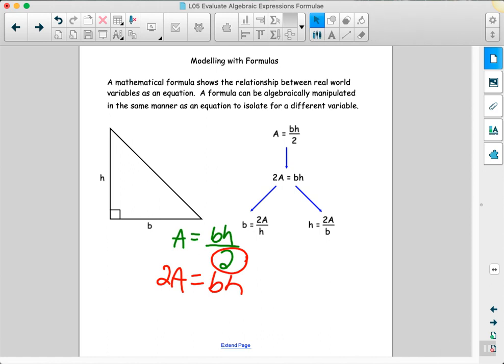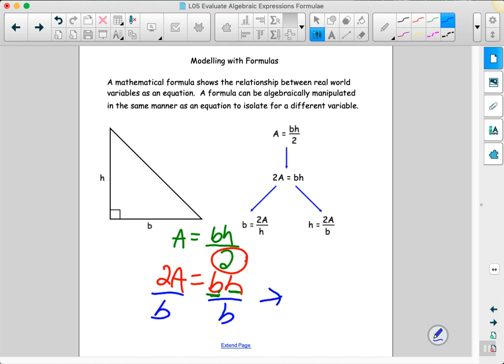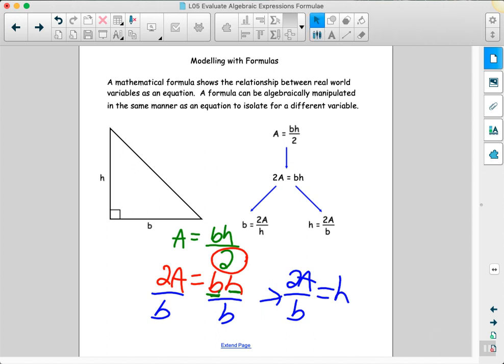And now if I want to isolate for H, then I'm going to have to get rid of the B. The operation between the B and the H is multiplication, and to undo that, that would be a division. So I'm now going to have to divide by B, and then that's going to give me that 2A divided by B is equal to H. So now this formula says, it's set up so that if you give me an area and a base, I then return the height. So we can take any mathematical formula and isolate it for a different variable.